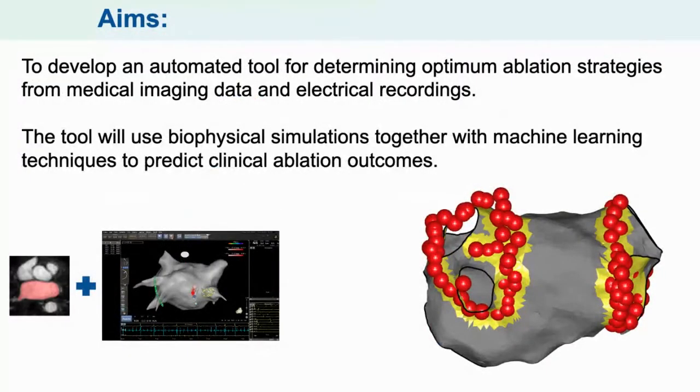So our aims here really are to develop an automated tool for determining how to ablate from imaging data and electrical recordings, and the tool will use biophysical simulations with some machine learning techniques to try and predict the ablation outcomes.